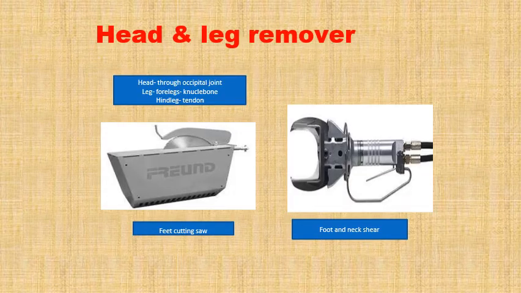Here you can see the machines used for cutting the head or the leg, sometimes they are called hog cutters. On the left side you can see the feet cutting saw, and sometimes it can cut the head or separate the head from the neck. And on the right side you can see the hog cutter with very powerful knife-like structures. It can cut the legs very easily, very swiftly.